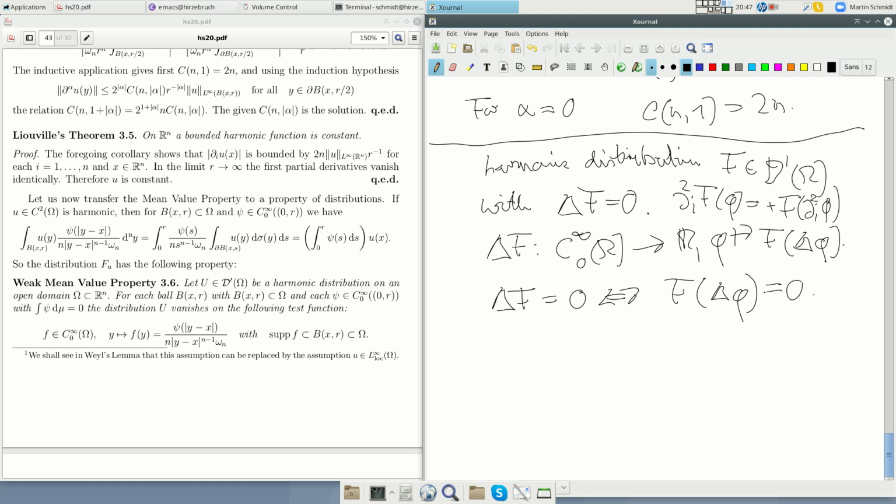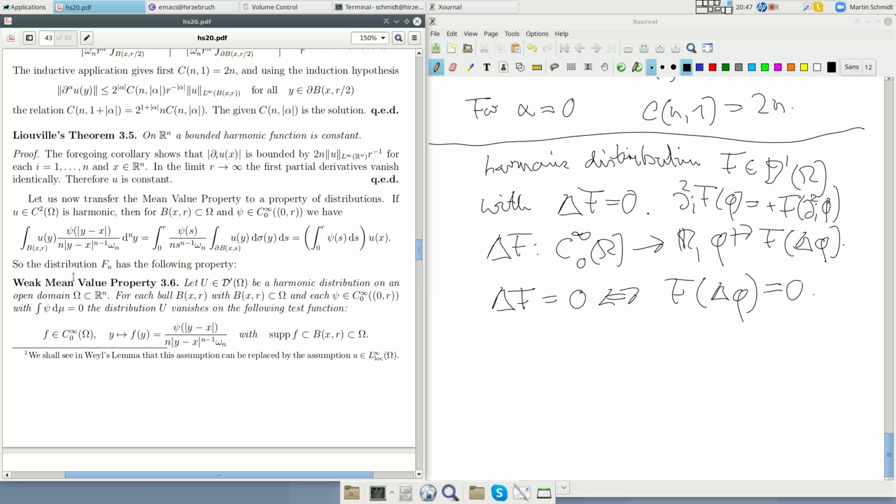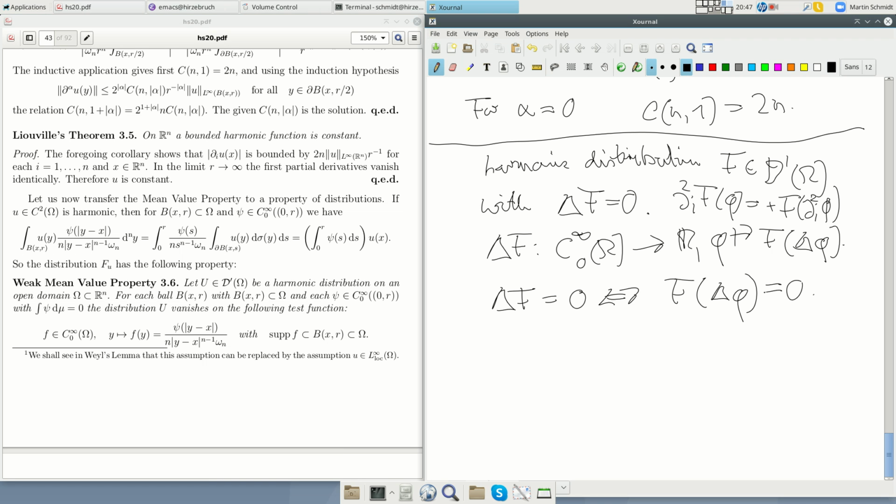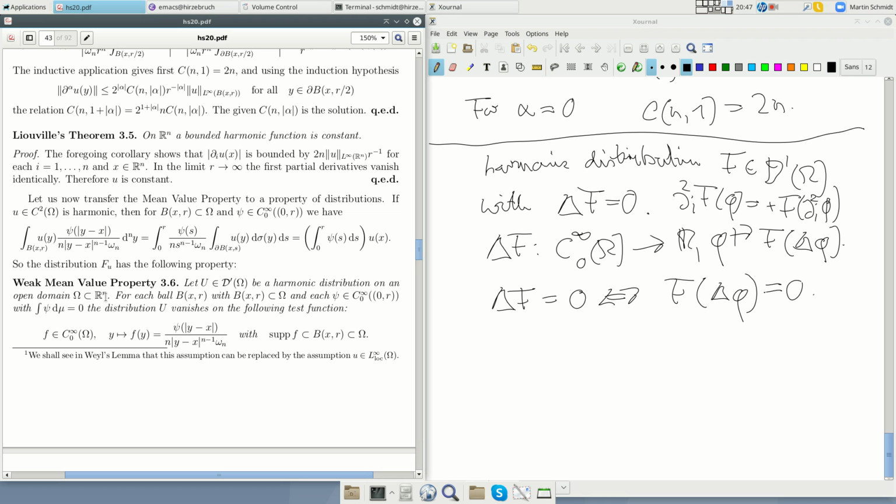And what we want to prove later, this we don't do today in this lecture, we do it in the next lecture. In the next lecture we will see that any distribution which is harmonic in this sense, which has this property, comes from a harmonic function, from a smooth harmonic function. This is Weyl's lemma. This is a very, very strong statement.